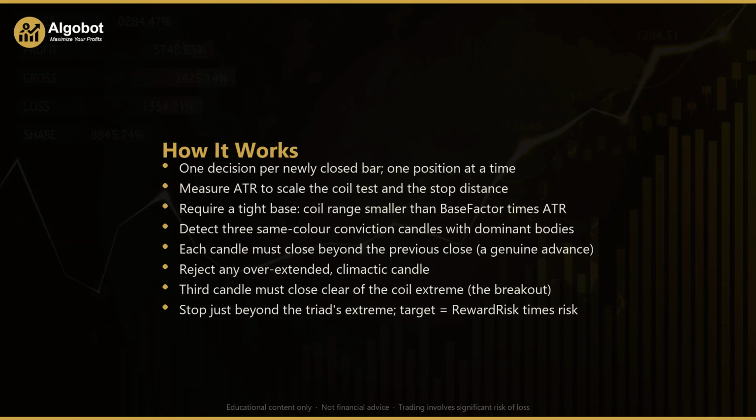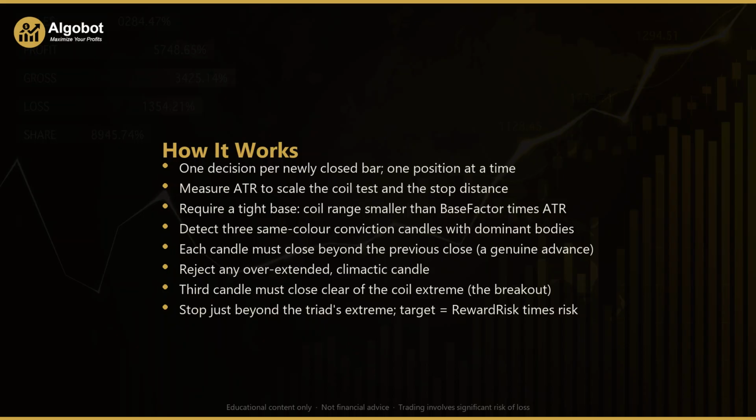Then the EA examines the triad, the three most recently closed candles. For a long setup, all three must satisfy three separate conditions. Each must be bullish, closing above its open. Each must have a dominant body, meaning the body is at least BodyFrac of the candle's full range, 60% by default, so the candles show real intent rather than long, indecisive wicks.